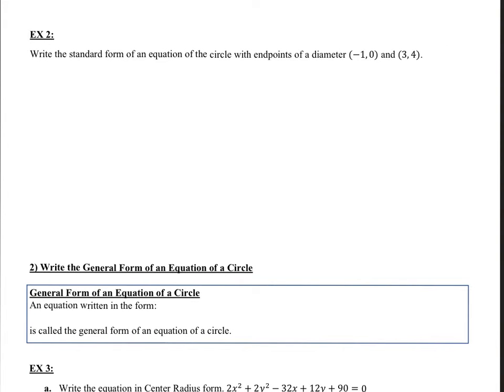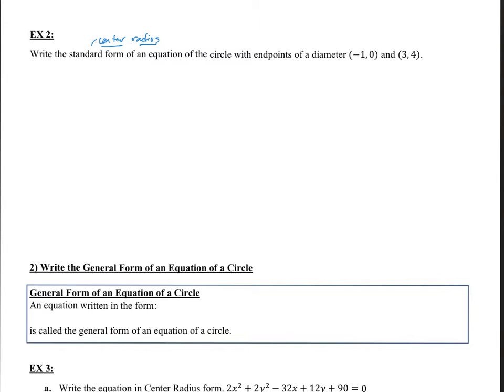Write the standard form of an equation of a circle with endpoints of a diameter (-1, 0) and (3, 4). Okay, in order to write the standard form of the equation of a circle, which is also, remember, center-radius form, I need a center and a radius, and I am not given either of those. But there should always be a way to find what you need from what's given.